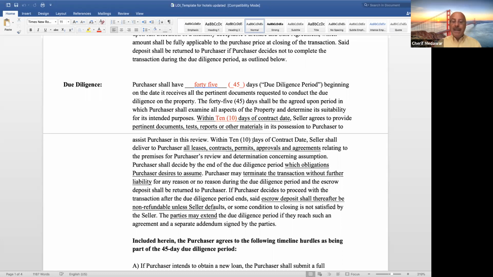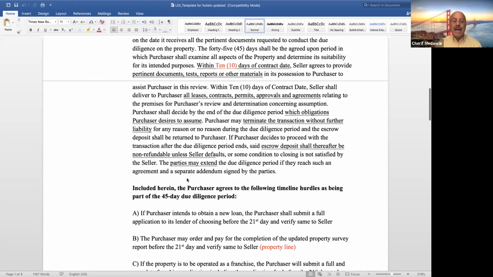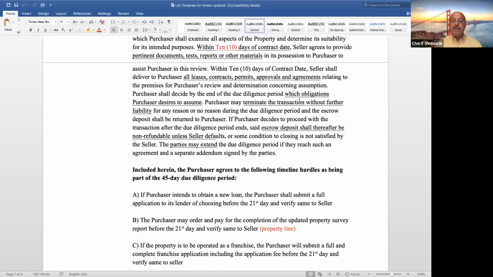Very good. Within 10 days of contract date, seller shall deliver to purchaser all leases, contracts, permits, approvals, and agreements relating to the premises for purchaser's review and determination concerning assumptions. Purchaser shall decide by the end of the due diligence period which obligations purchaser desires to assume. Maybe I don't want to take the elevator contract that they have. Maybe I don't want to take the gardening and equipment that's outside. I want to tell them within that 45-day period what I'm going to assume, what I don't want, and we can negotiate from there.